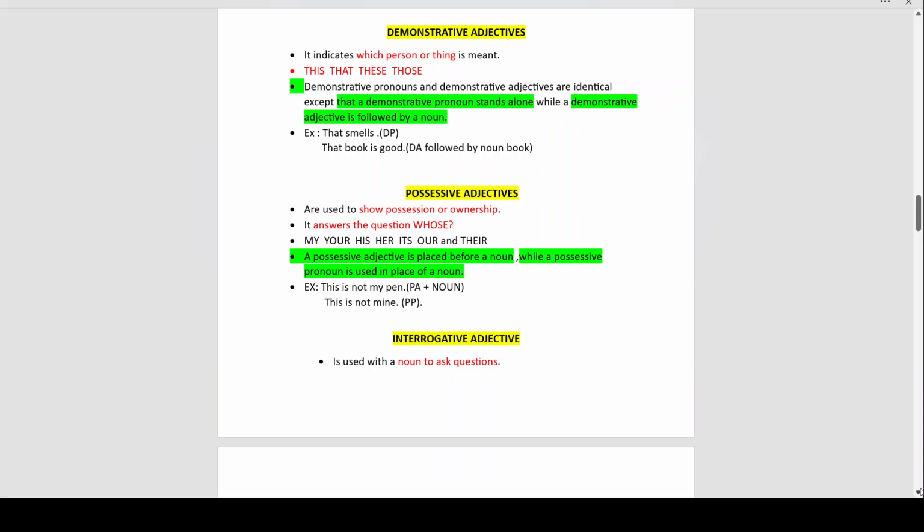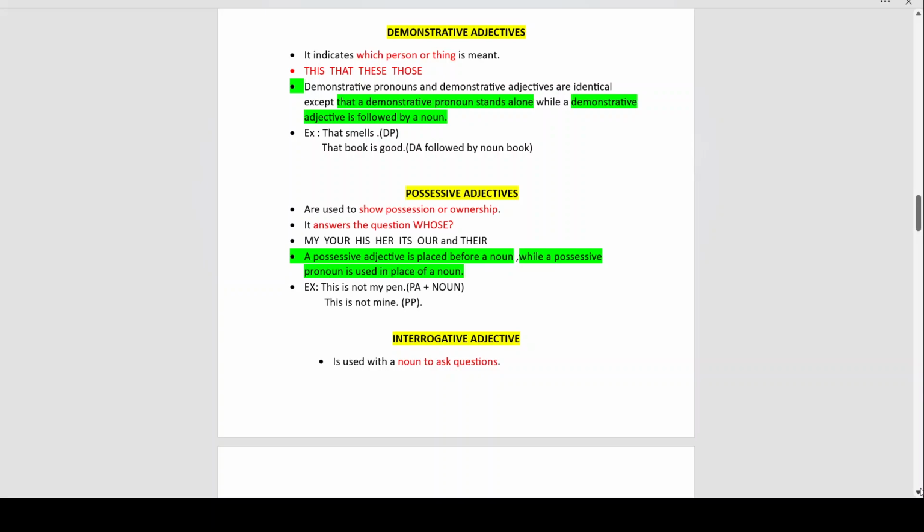But that book is good. Demonstrative adjective that is followed by the noun book. So, this is where the difference comes between demonstrative pronoun and demonstrative adjective. You might be given questions where you have to identify whether these, this, that, these, and those are demonstrative pronouns or demonstrative adjectives. How will you do it?